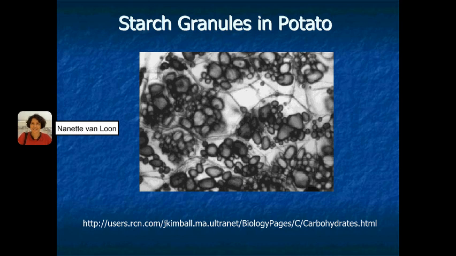The dark granules that we see here are starch granules in a potato. So this is an individual potato cell, and then you have the starch granules inside of it. The reason they are dark is that the potato slice has been treated with iodine, which then reacts to give you that blue-black color.